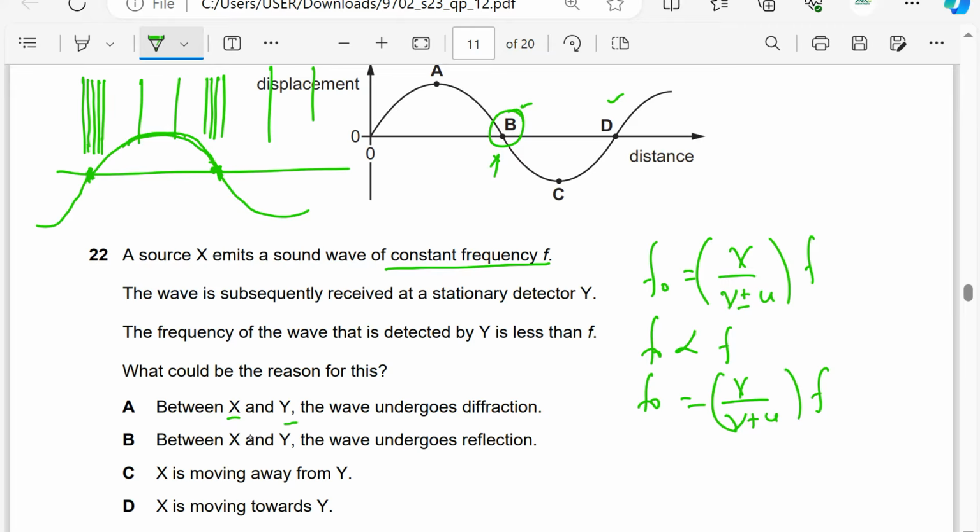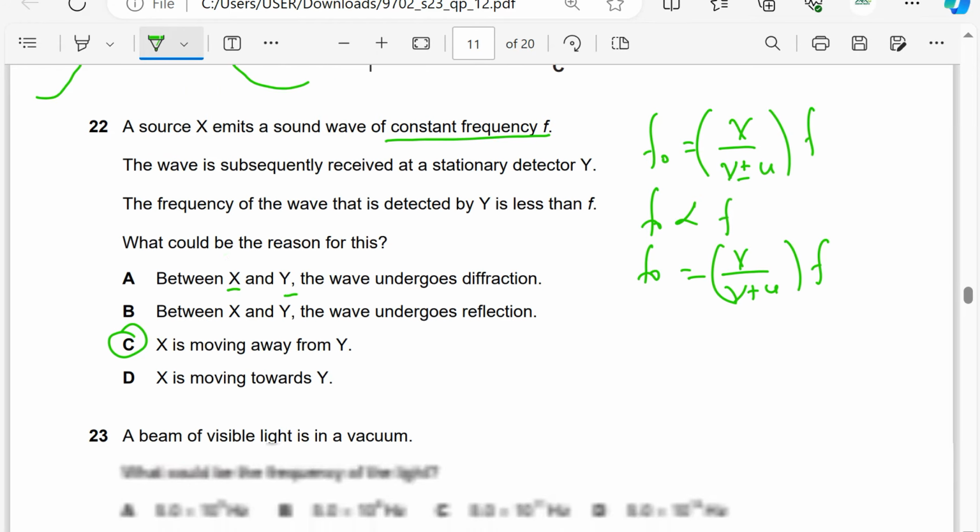The frequency of the wave that is detected by y is less than f. Okay, so if f naught is less than f, then it means x must be moving away from y. So automatically the answer is C. If it was moving towards, the frequency is supposed to be higher.